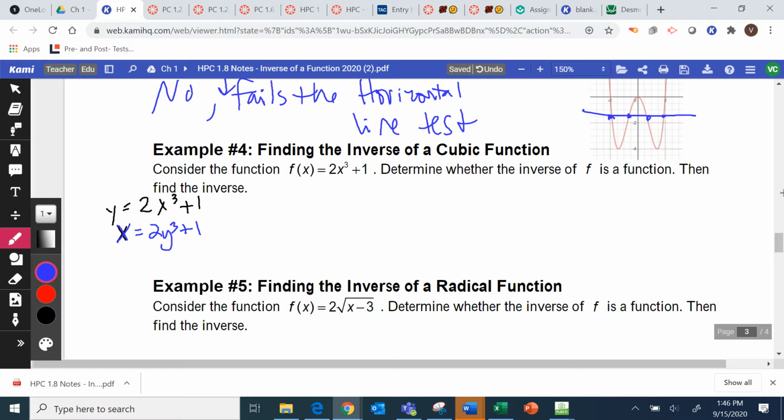I'm going to be quiet for a moment. I want you to go ahead and finish this. See if you can find the inverse. I'll pause the video for a second so it's not just dead space.